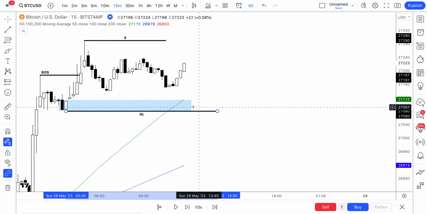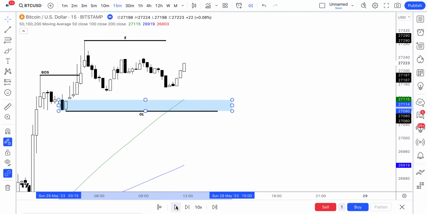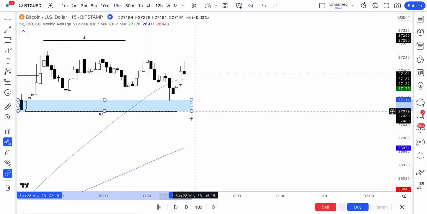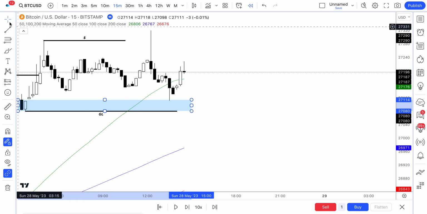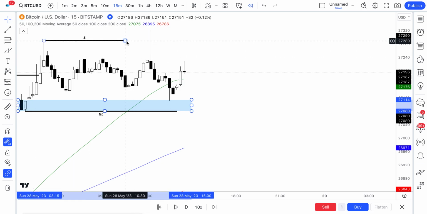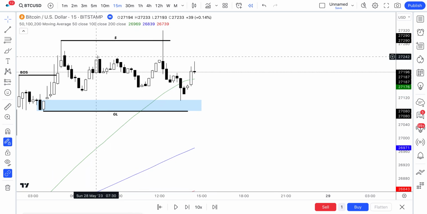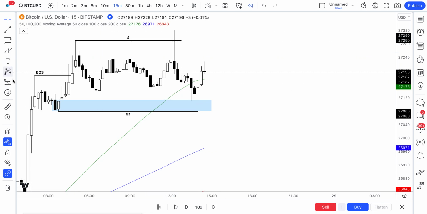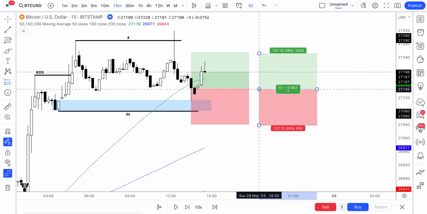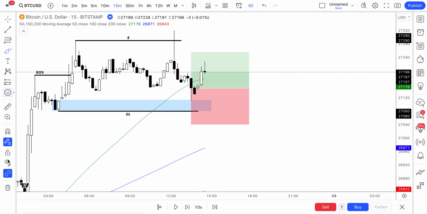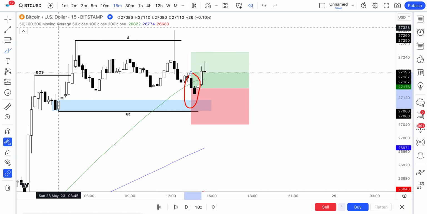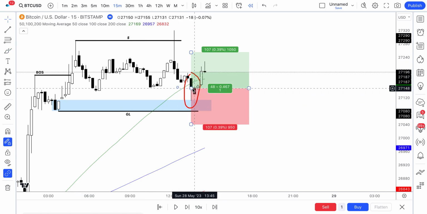Extend that across. And remember, we're looking for a rejection out of our POI. Okay, so price comes back into our POI here, and we get a rejection candle out of our POI. So this rejection here, let's make this nice and simple. You can see this candle here rejected the POI. So we enter on the close of that rejection candle.